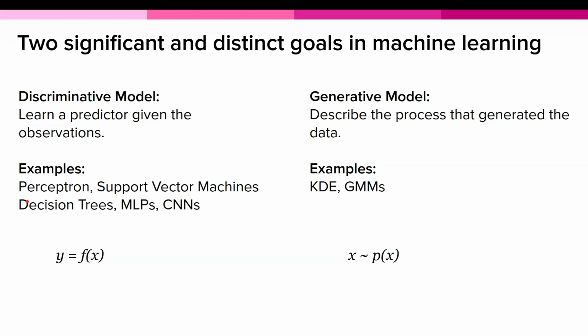So for example, the perceptron, support vector machines, decision trees, the multi-layer perceptron, as well as convolutional neural networks. They've really been emphasizing this mapping between an input to an output, where our focus has been on learning a decision boundary in the case of classifiers, or even learning a continuous valued predictor with regression models.